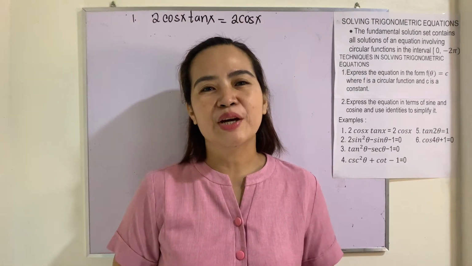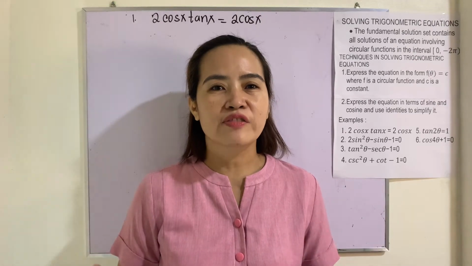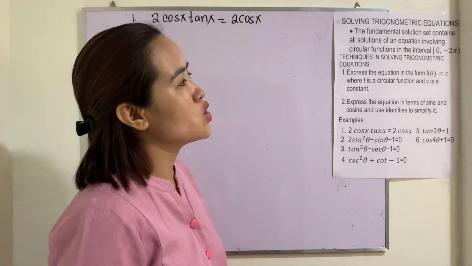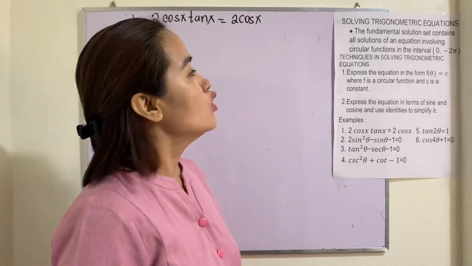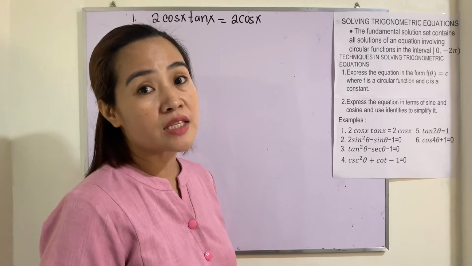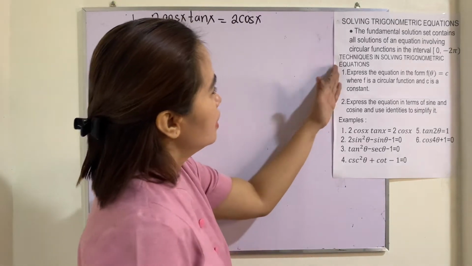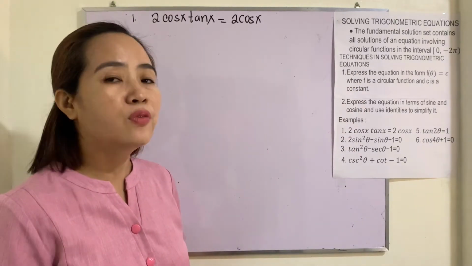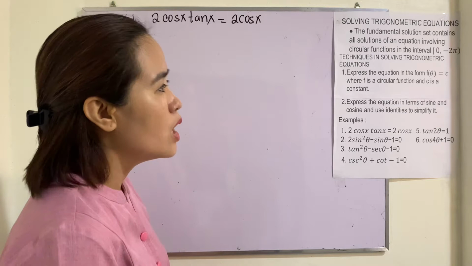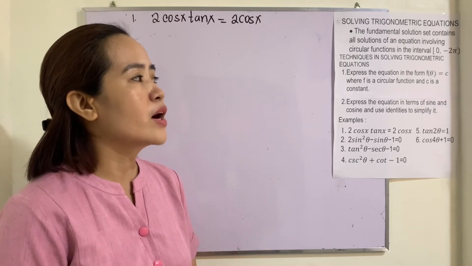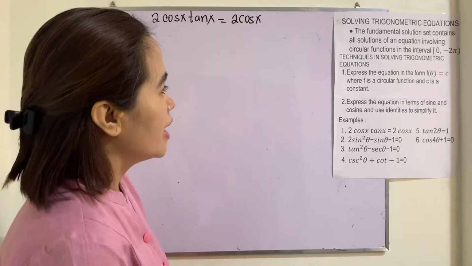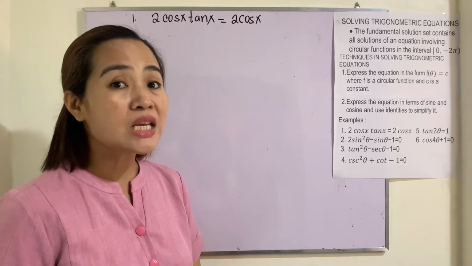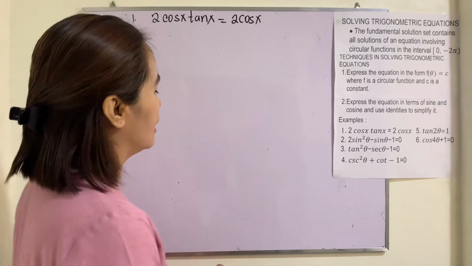Our most essential learning competency for today is solving trigonometric equations. The fundamental solution set contains all solutions of an equation involving circular functions in the interval 0 to 2 pi. Techniques in solving trigonometric equations: express the equation in the form f of theta is equal to c, where f is a circular function and c is a constant. Express the equation in terms of sine and cosine and use identities to simplify it.